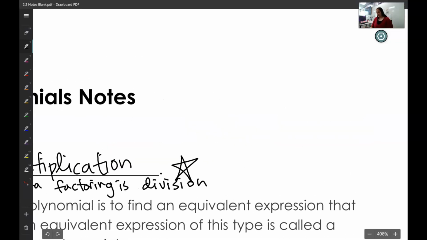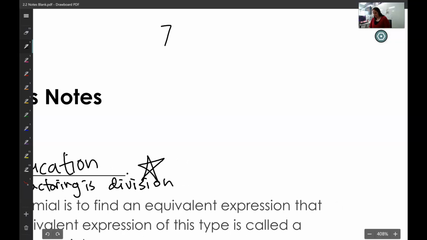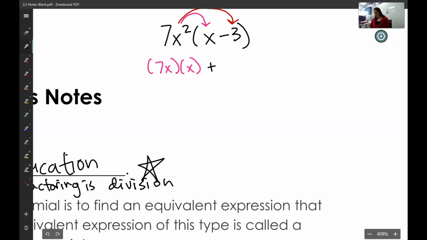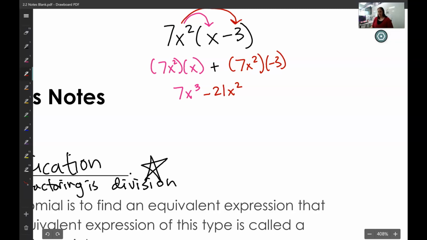So, quick review. From last lesson, we took things such as 7x squared times (x minus 3). And then we distributed that in and multiplied it like this. So whenever I distribute, I'm multiplying in. And then we would simplify it. So we get 7x, oops, that should be squared, 7x cubed minus 21x squared. So we distributed that 7x squared, multiplied it out to get our answer.